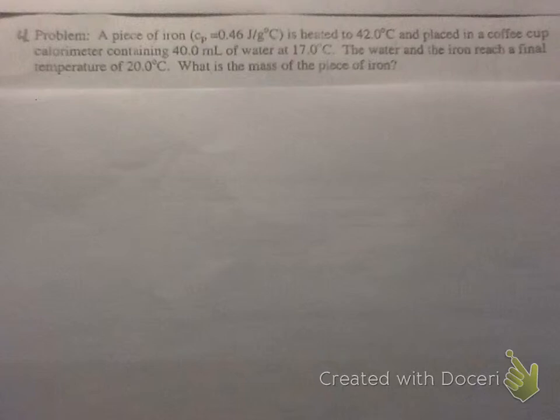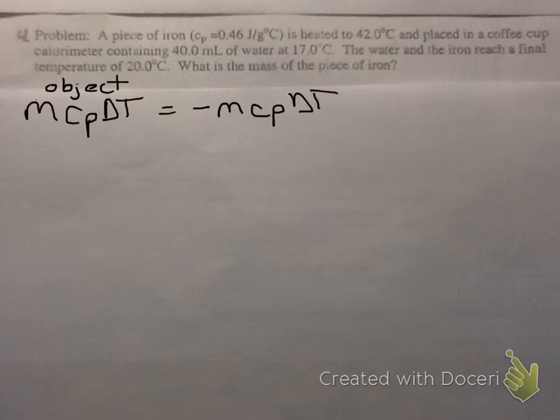So the equation we're going to work with is mc delta T of the object equals negative mc delta T of the water. Now we have to add that negative in there because remember we use the sign, positive and negative, to indicate direction. And since the heat is moving from one to the other, you just have to have a negative sign in that equation.